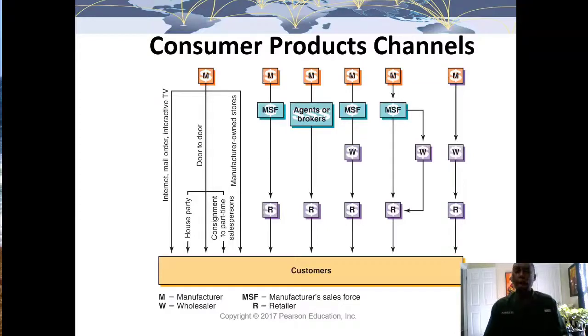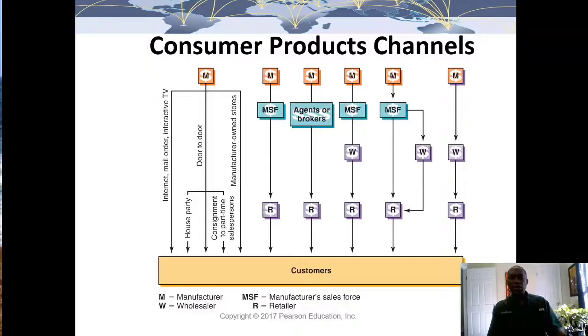Then you also have outlets. Some of these manufacturers will have their own outlets, like the Apple Store. At one time, you had a Gateway Store, which was another computer brand. Those physical stores eventually closed, but you had these types of stores that were specifically for that manufacturer's products. And of course, the Apple stores are very successful. But then you look at some of the other channels, and these are indirect channels.